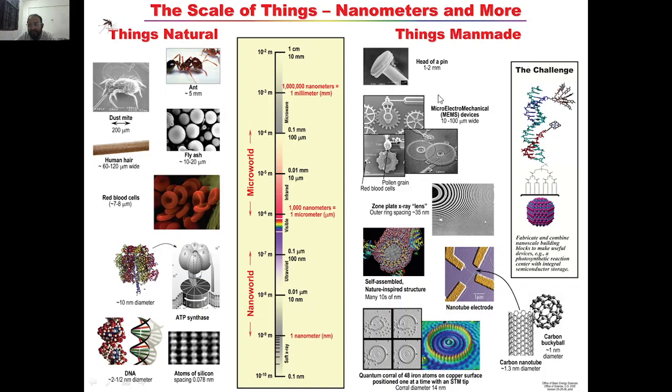And when you are reducing from the head of the pin to such a level, we have significant applications from MEMS, from the zone plate X-ray lens. Then we have self-assembled nature-inspired nanostructures, nanotube electrodes, which have magnificent applications in most of the electronics field. Then we have the quantum corral of 48 atoms. So that's how things work. We have nature-inspired things at different scales, that's why we call it a length scale. Under this scale you can explain all these things.